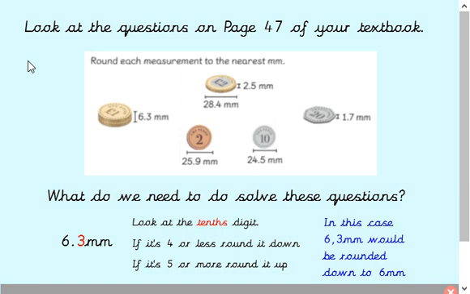Look at these questions on page 47 of your textbook. There is a range of coins there, and all of them have different measurements attached to them. So what would we need to do to round these to the nearest whole numbers? I want you to pick one of them and think to yourselves, okay, what are we gonna round? How are we gonna round this?